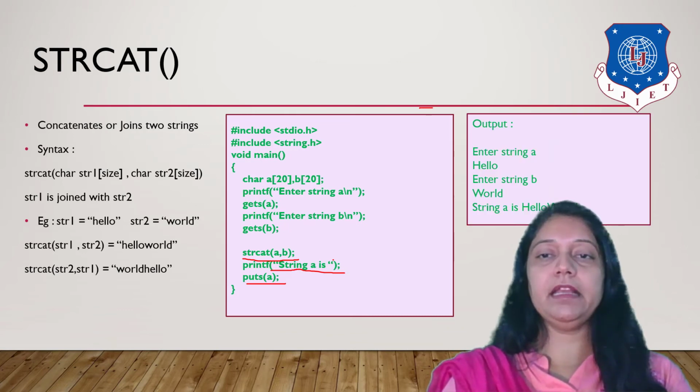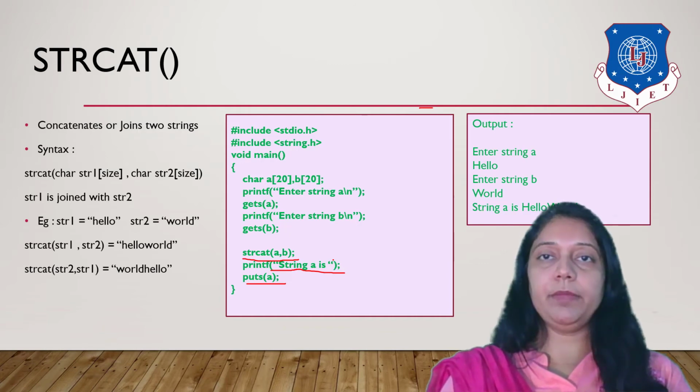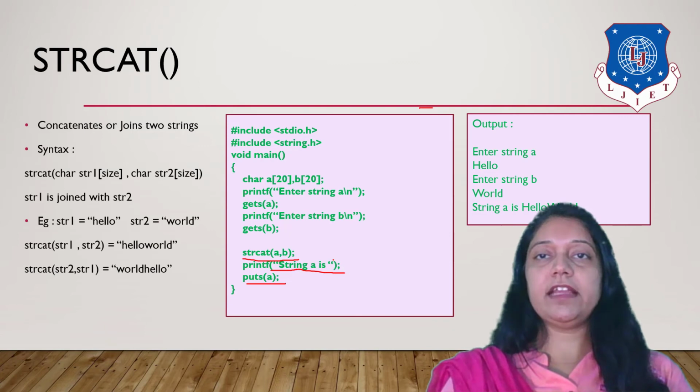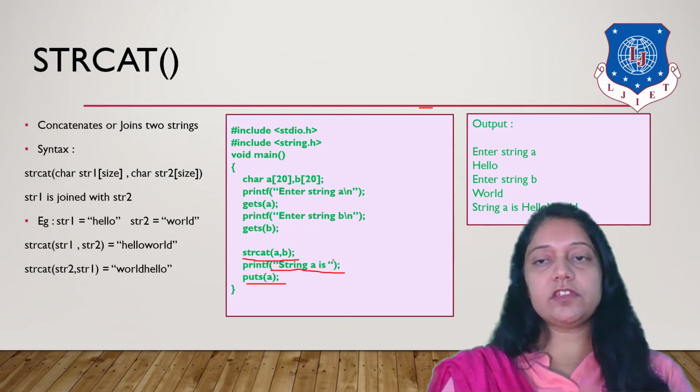So my output would be: enter string A, where I've entered the word hello. Then enter string B, I've entered the word world. And after concatenation, if I want to verify the value, display the value of A, so I'll get string A is hello world. If I want to have world hello as my output, what I'll do is write strcat B comma A. So world hello will be joined, and then if I want to verify my output, I'll display the value of B. So puts B.